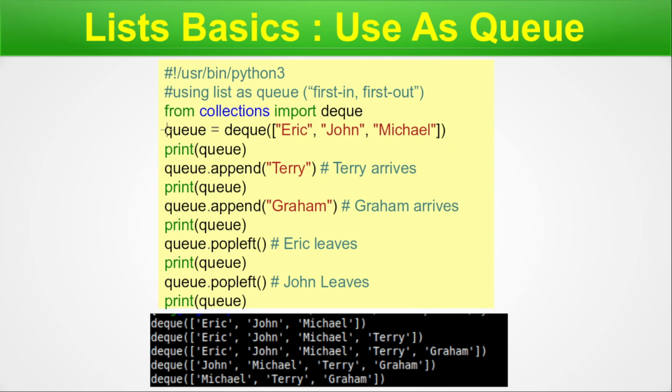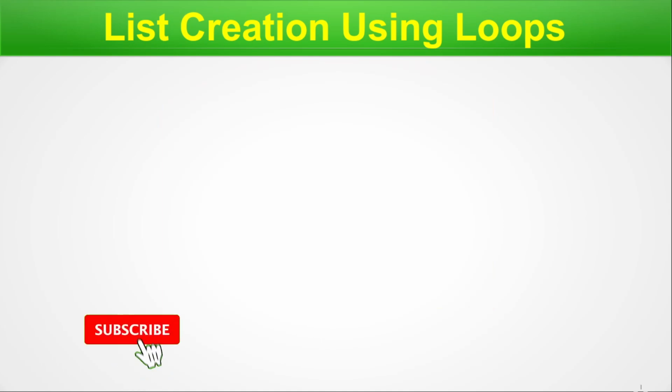And one thing to remember, we have to use this particular thing. That means we have to use the dq method from collections. Here we are done with the code and the example and its explanation. Let's move on to the next slide.